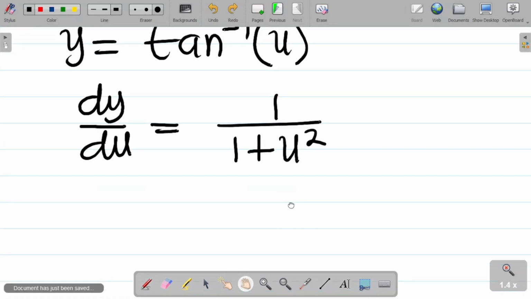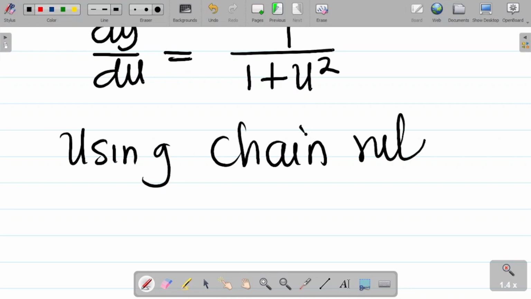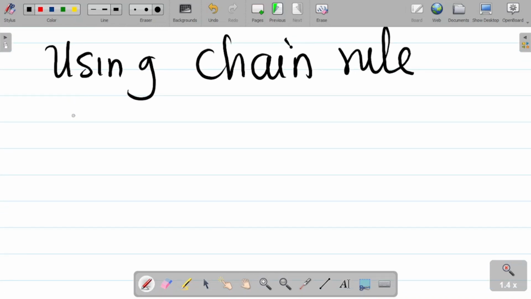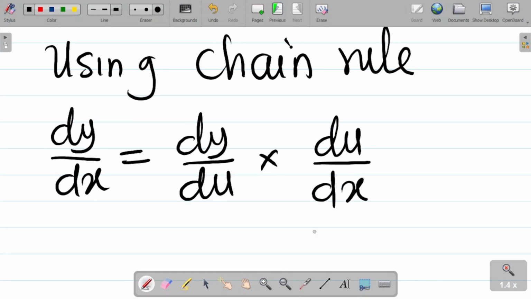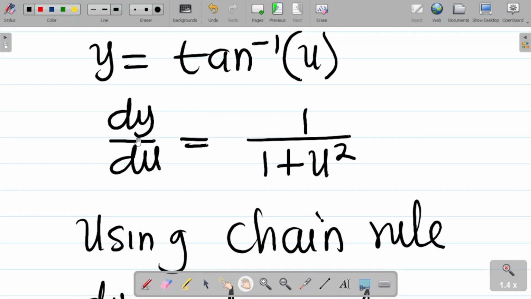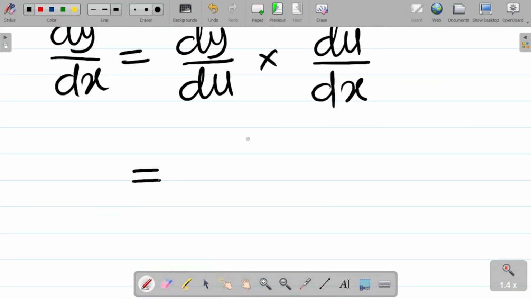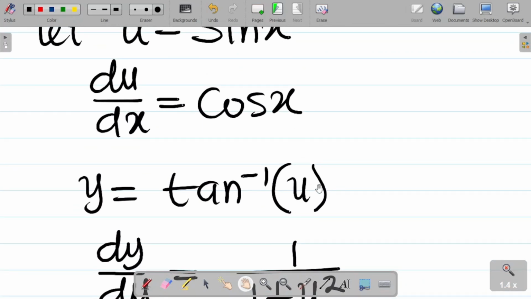Okay. All right. So we have this. So at this point, we'll now say using chain rule. So let's recall our formula for chain rule. We would have that dy over dx is equal to dy over du times du over dx. Let's input values. Let's get dy over du. From here, we can see that dy over du is equal to 1 all over 1 plus u squared times du over dx. Going back to this, you can see that du over dx is equal to cos x.